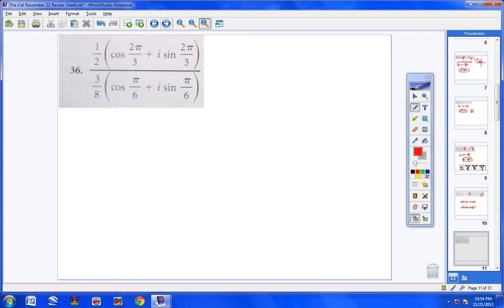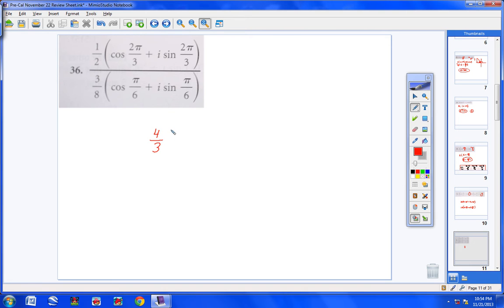And here we go. The directions for 36 say divide these two numbers and leave your answer in trig form. Now the first thing we do is divide these two numbers here. So we take 1/2 and divide it by 3/8. You can use your calculator if you want to, or however you want to do it, but I do want you to give an exact answer. I don't want it in decimal form. So 1/2 divided by 3/8 is 4/3.